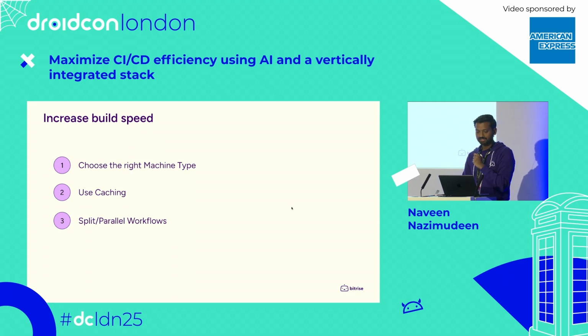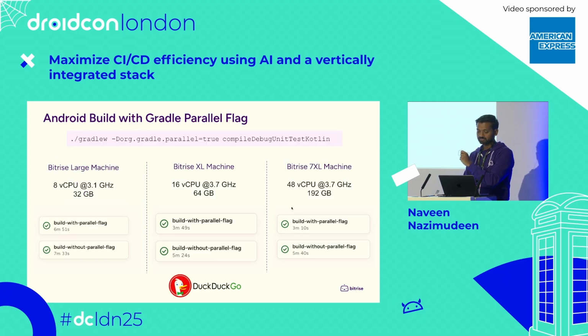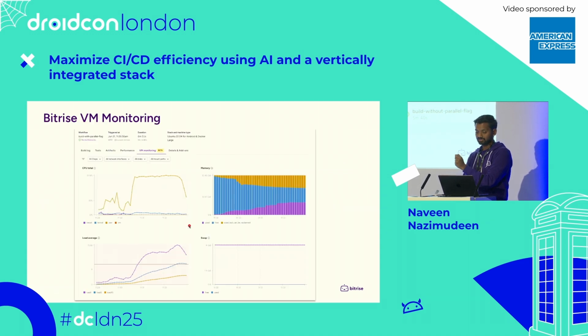I wanted to quickly touch on a couple of points, just a couple of minutes here. We can increase build speed. Identifying the right machine type helps. For example, for the DuckDuckGo project, by using 16 vCPU machines with the parallel flag on, we could reduce from 6 minutes 51 seconds to 3 minutes 49 seconds using the right machine type.